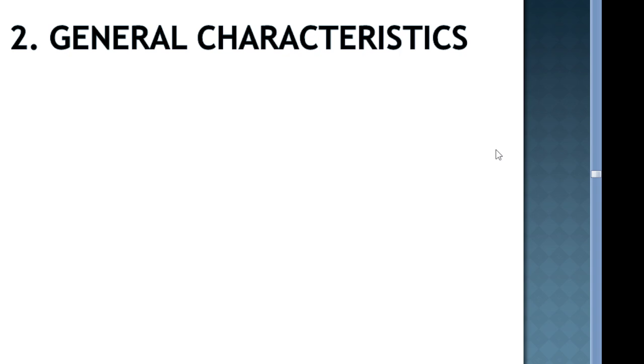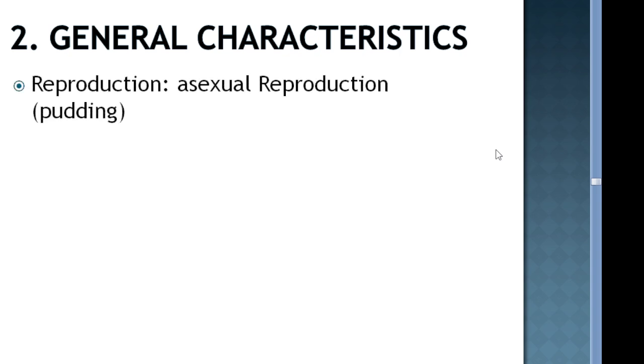Okay, so today I will not talk about all the characteristics, but only the most important. And the first one is about the reproduction. So here, the reproduction of the sponges is asexual. Okay, so let's remind that when we told about the reproduction of protozoa, we said that it is asexual.